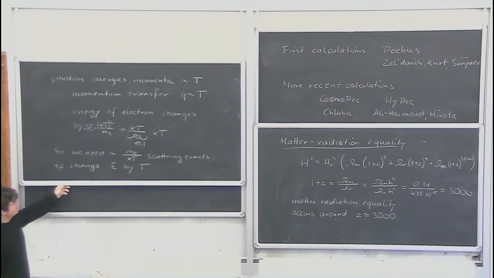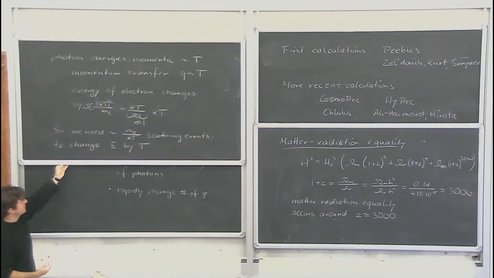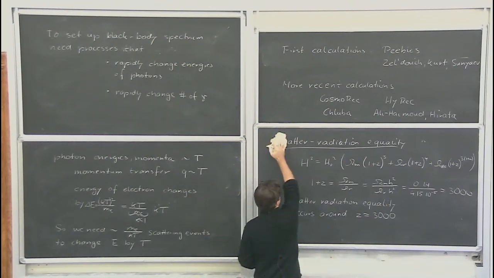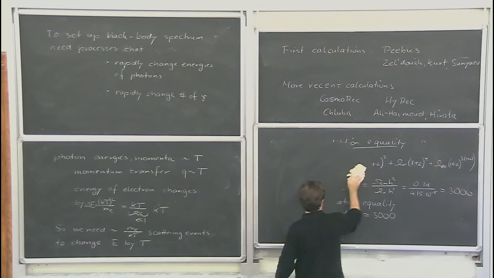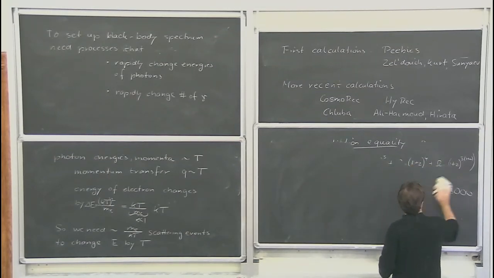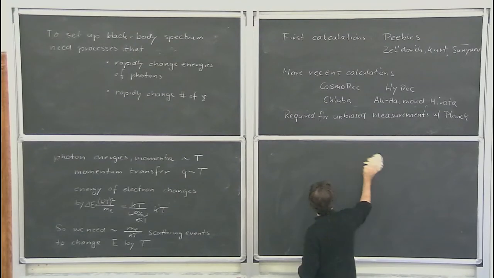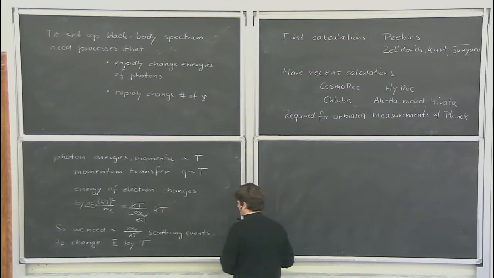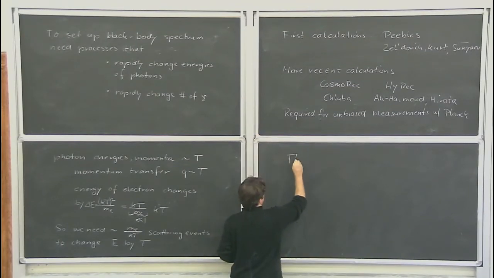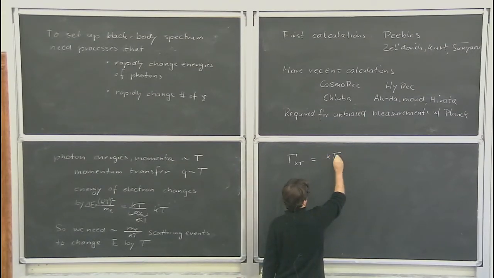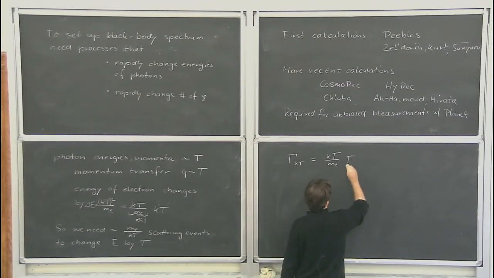And so also the rate at which the energies of the photons change, or the rate at which photons and electrons efficiently exchange energy, is smaller than the scattering rate by this factor, kT over me. And so the photons, long before they last scatter, cease to efficiently exchange energy with the electrons. So the rate, let's call it gamma kT, is equal to the rate for Compton scattering times this factor, kT over me, times gamma Compton scattering.